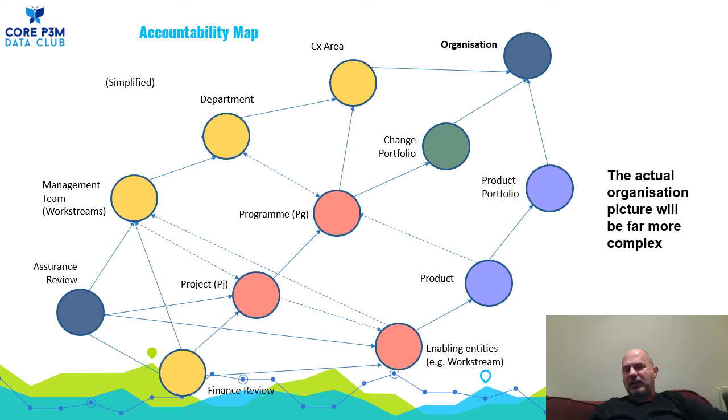We interact with particular departments, perhaps, for work and benefit realization. The program may well be part of a change portfolio. It may have outputs that it's accountable for to a director. It has context, it has information flow and relationship. And this example is a simple logical example of how we need to map out these accountabilities, but clearly our organization's picture will be far more complex as we have many projects, many management teams, many departments, many product groups, etc.